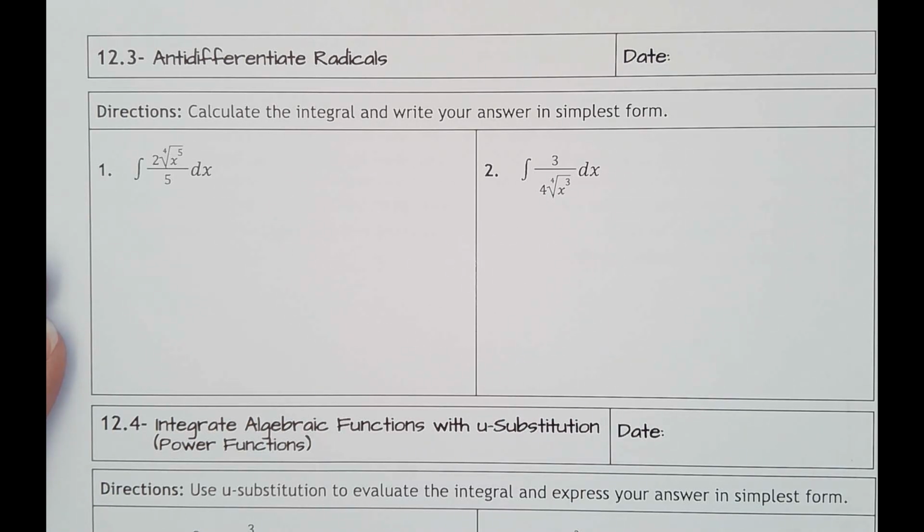Lesson 12.3 is anti-differentiating radicals. Same thing, we're going to use the same rules: we're going to add 1 to the power, divide by that new power. And you just have to change how the function looks so that you can do that as quick and easy as possible.